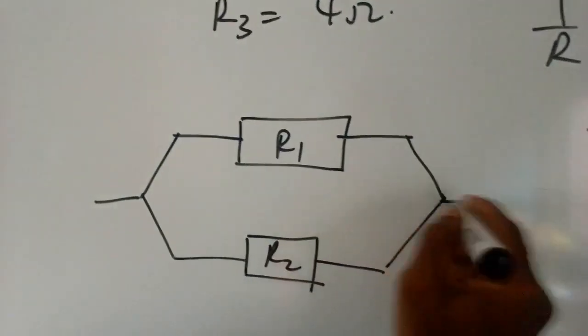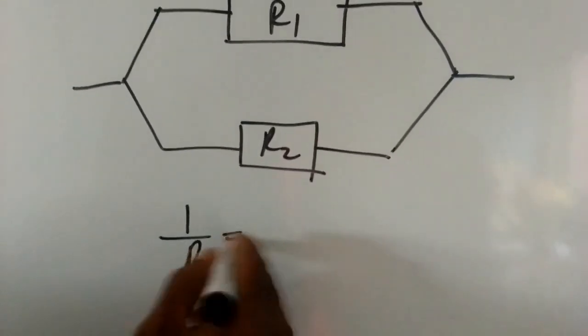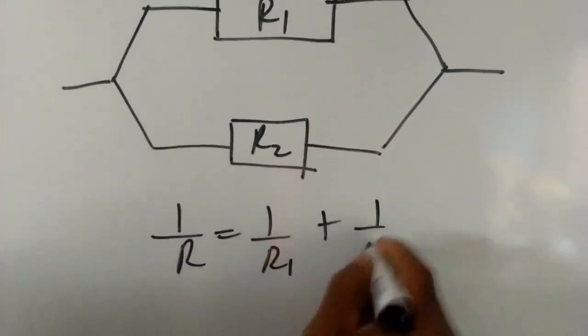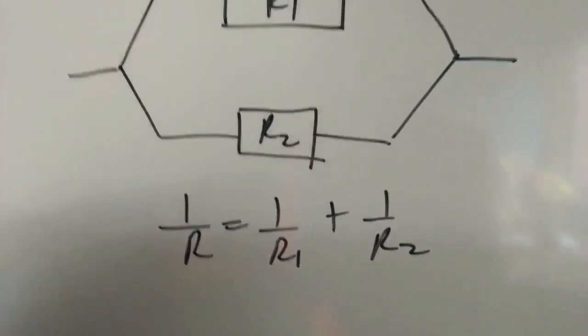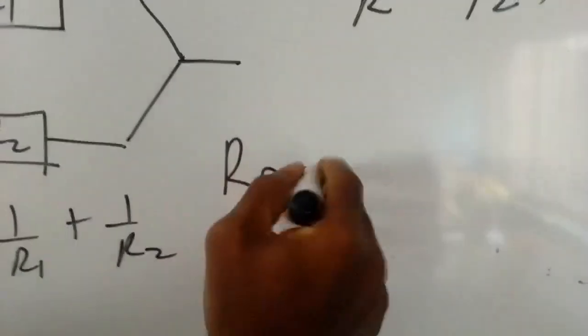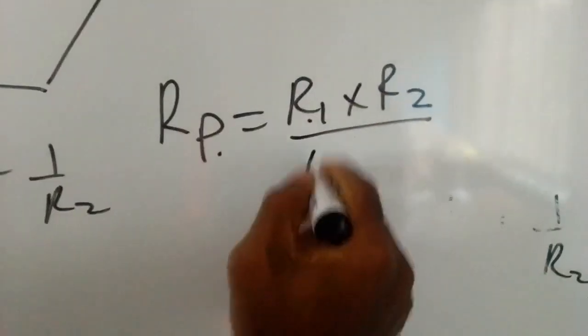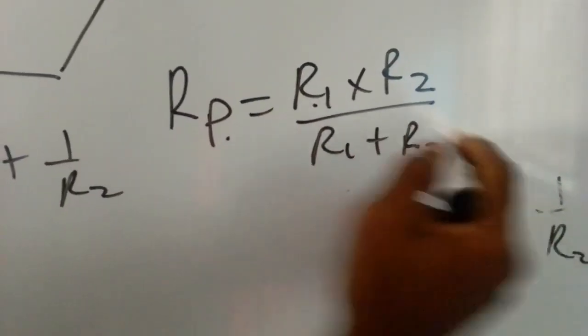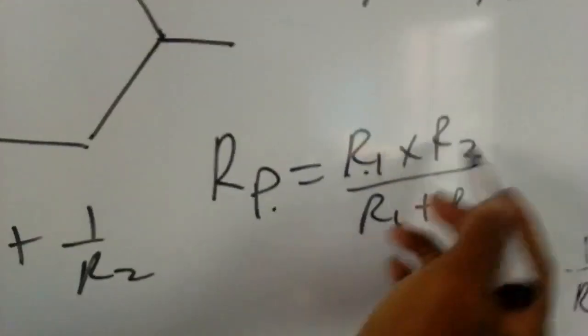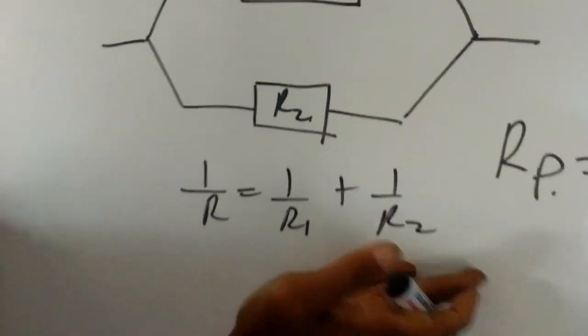When you have two resistors in parallel, you may not need to start with 1 over R equals 1 over R1 plus 1 over R2. That will waste your time. We can use a shortcut: R total in parallel becomes R1 times R2, that is the product, all over R1 plus R2, that is product over sum. When you have two in parallel, you shouldn't go ahead wasting time looking for the LCM. You can use this shortcut.